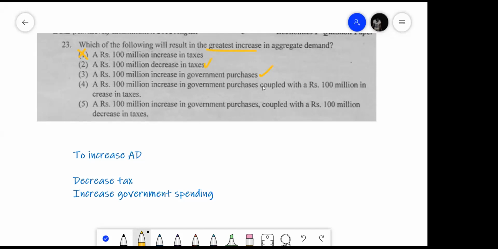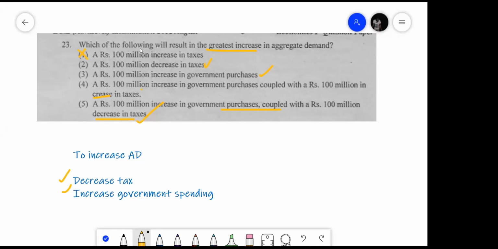100 million increase in government purchases coupled with 100 million increase in tax? No, right, increase in tax. 100 million increase in government purchases coupled with, that means together with, a 100 million decrease in tax. So this one causes a double effect, right? You're increasing government spending, you're decreasing taxes also. So it's better. Now, answer number 2 and 3, in answer number 2, you're decreasing tax only. In answer number 3, you're increasing government spending only. Now, both of that, yes, will cause aggregate demand to increase. But if you do both together, it will increase aggregate demand even more.